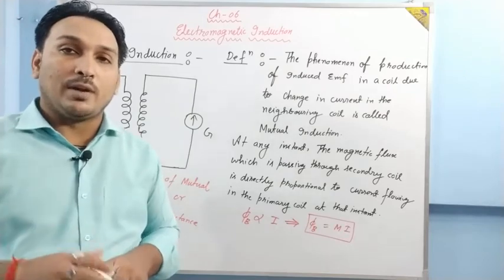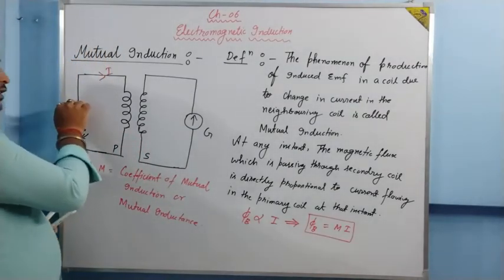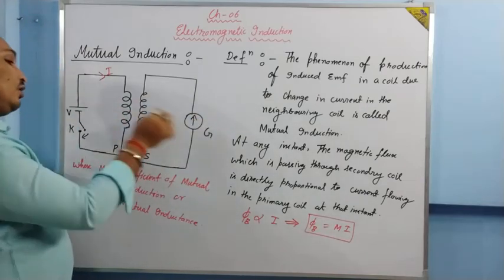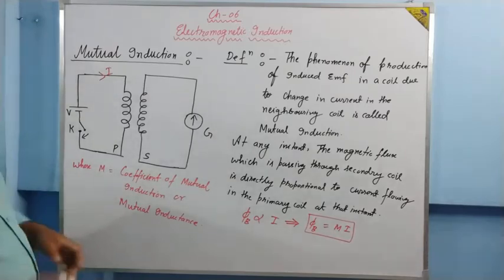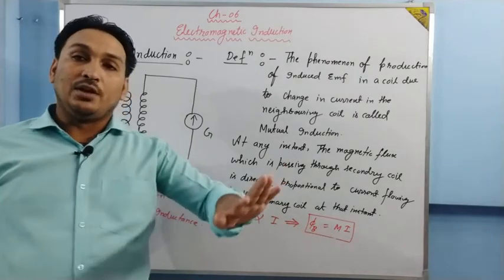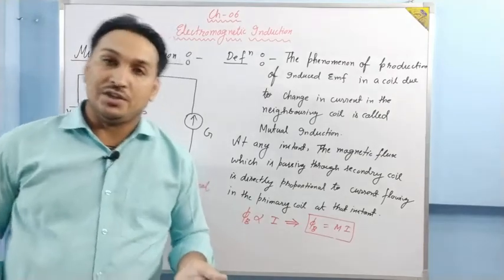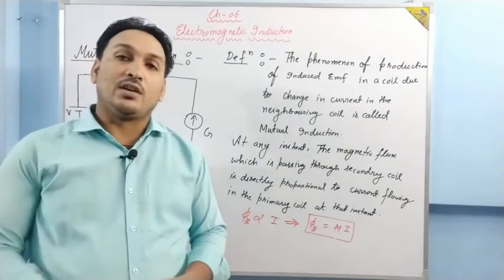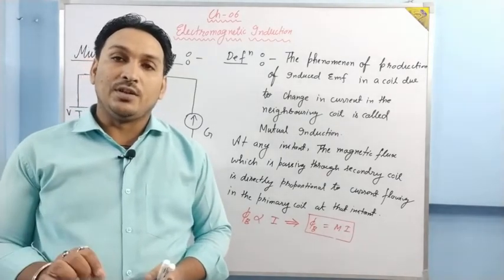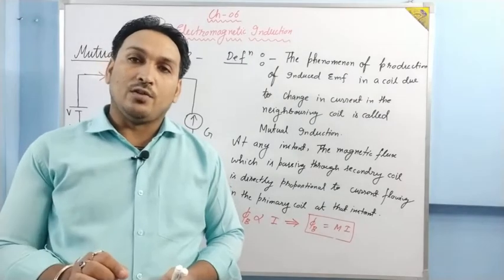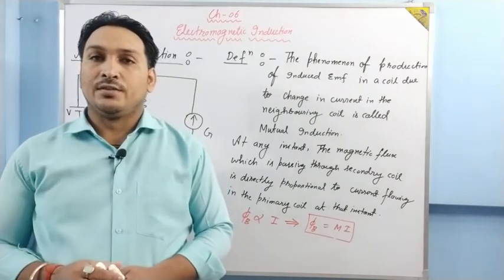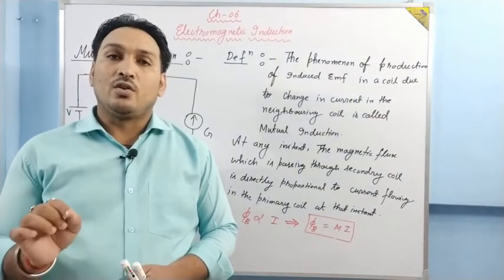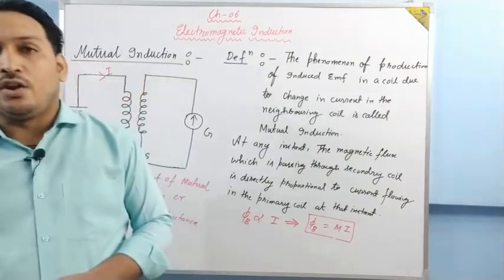What do I mean by that? Suppose this cell is applied over here, and the key is over there, then also this M remains the same. I mean to say that when primary and secondary are interchanged, then also the coefficient of mutual inductance does not change. It simply means that for a pair of coils, the coefficient of mutual induction remains constant. Okay? Now let us move ahead.